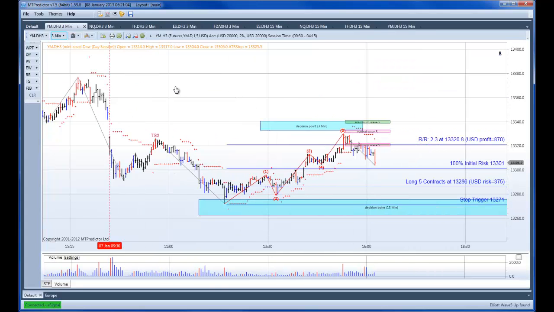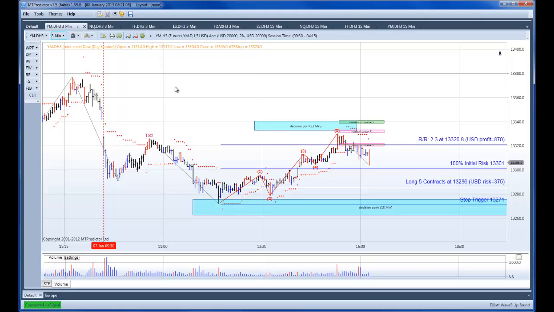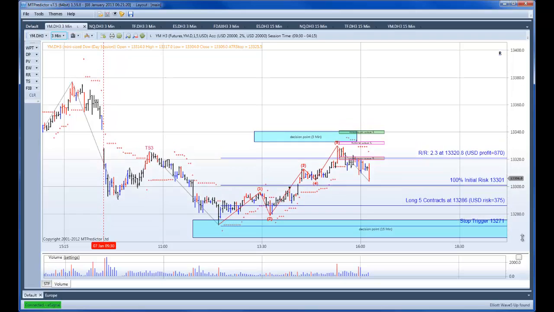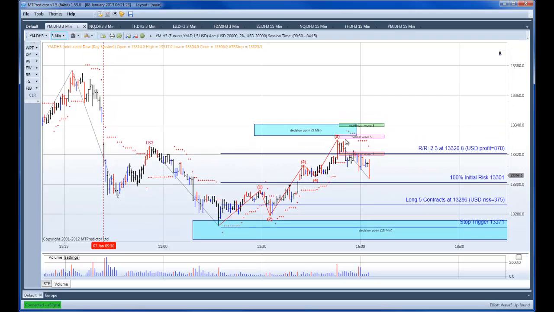So summing this up, what a day for MTPredictor on the YM yesterday. Here we had a beautiful TS3 sell at its high. Market went down, came right into our 15-minute DP support, which nailed the very low of the day. The market then rallied up like this beautifully in a 5-wave sequence to then come out here at the end of the wave 5 to nail pretty much the high of the day.